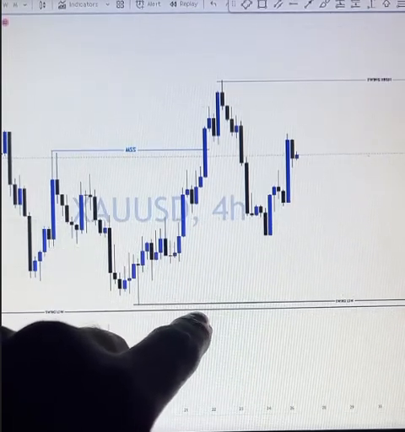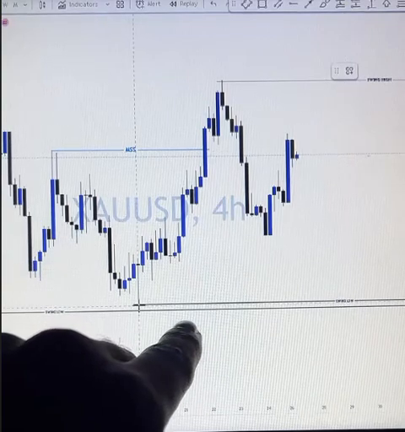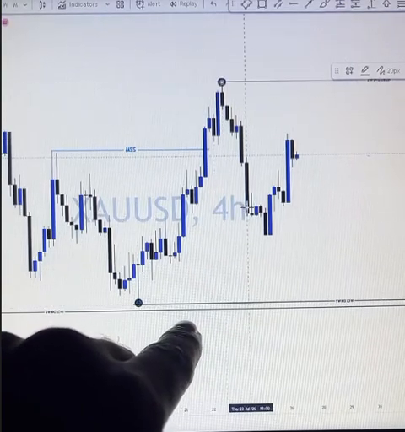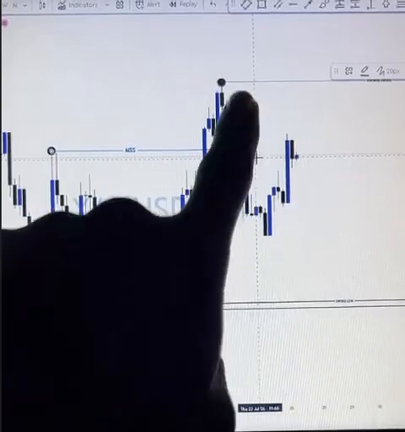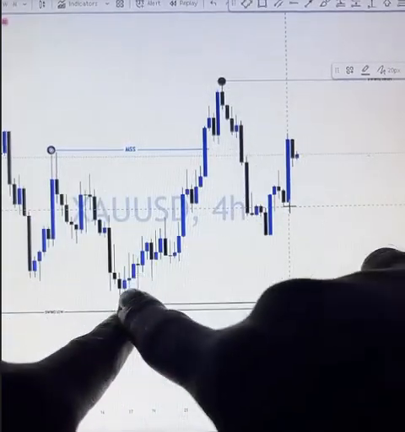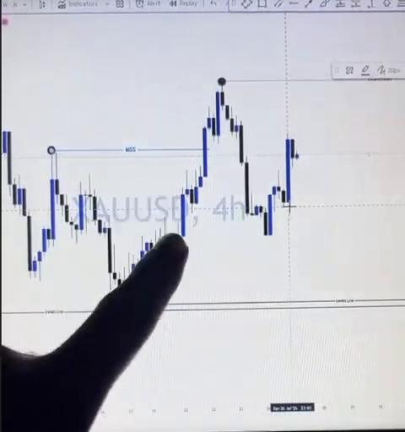Now, we've gotten our direction. Our direction right here is bullish. Are you seeing it? And this is the breakout. This shows us the direction of the market. Now, after we've gotten the direction, what do we do next?